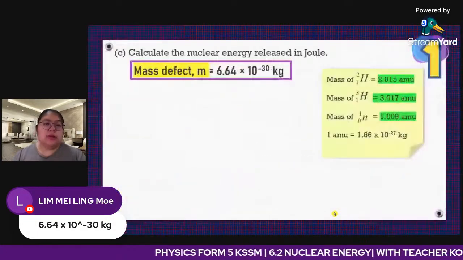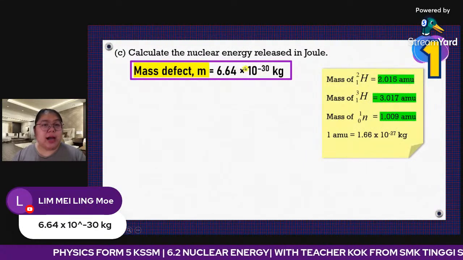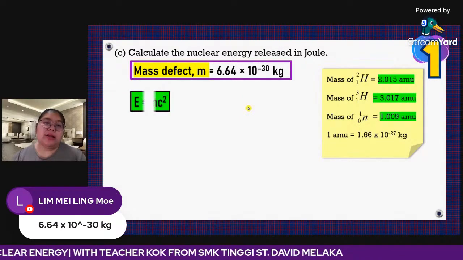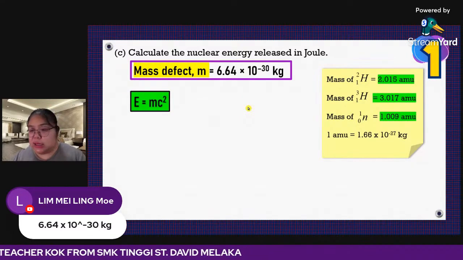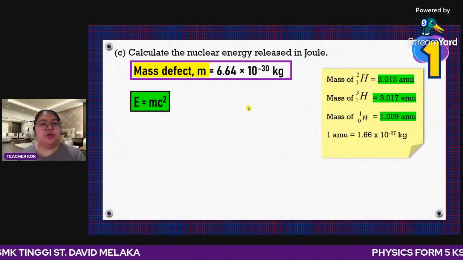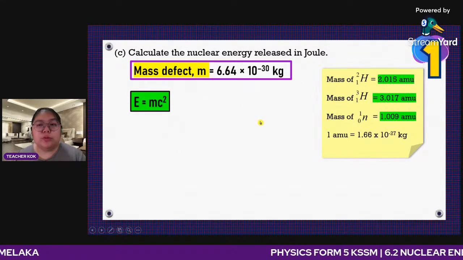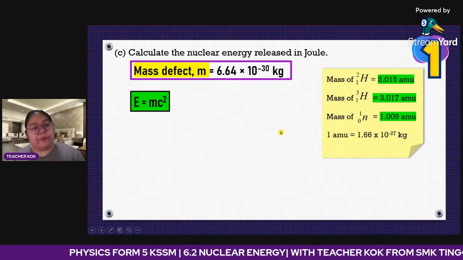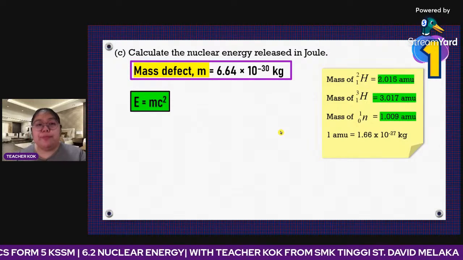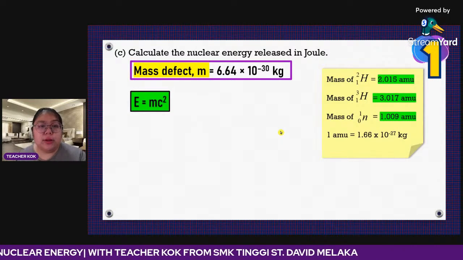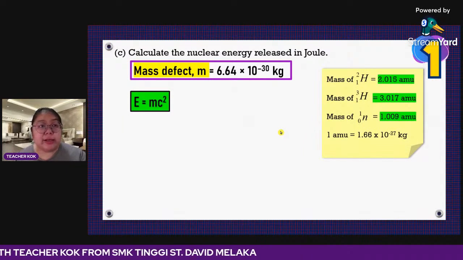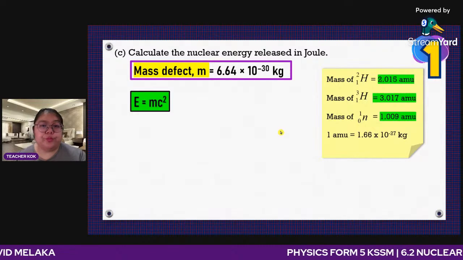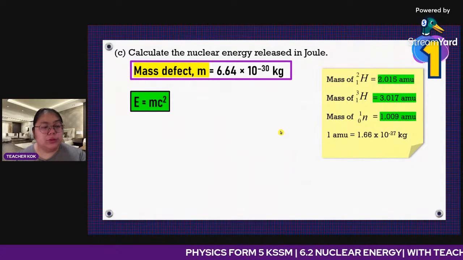Question C. I copied the answer for the mass defect just now. They ask you to calculate the energy released. So for the energy released, we must use this formula. Now it's your turn. You straightforward take the mass defect and multiply by the speed of light, 3 times 10 to the power of 8, which is the speed of light in a vacuum. Remember to square it. We're going to check the answers from the students.